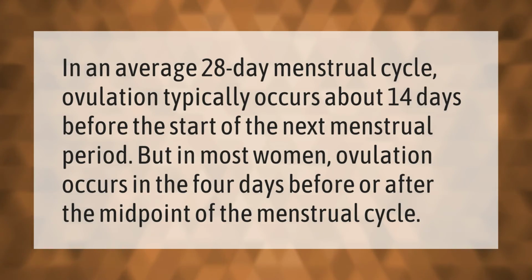In an average 28-day menstrual cycle, ovulation typically occurs about 14 days before the start of the next menstrual period. But in most women, ovulation occurs in the 4 days before or after the midpoint of the menstrual cycle.